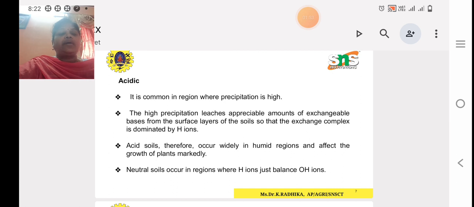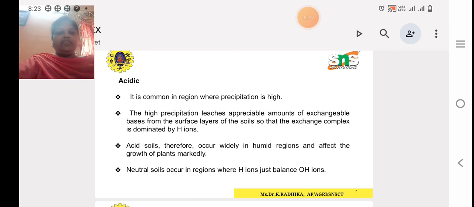Then neutral soils occur where hydrogen ions just balance hydroxyl ions. The balancing of hydrogen and hydroxyl ions is the neutral soil. Neutral soil is nothing but pH 7 in range. Hydrogen ions and hydroxyl ions are equal in concentration, so we call it neutral soil.